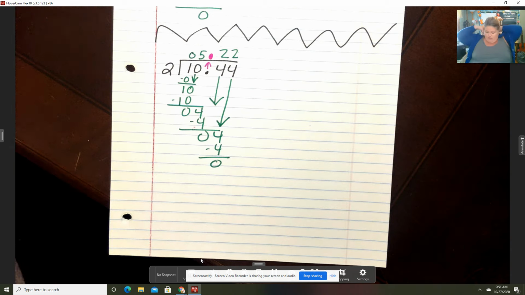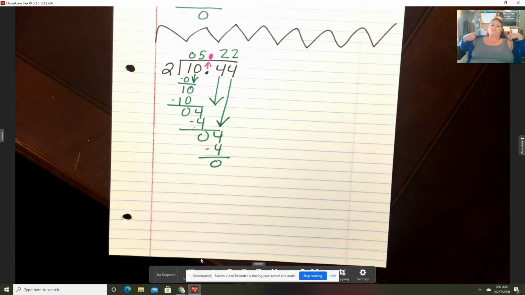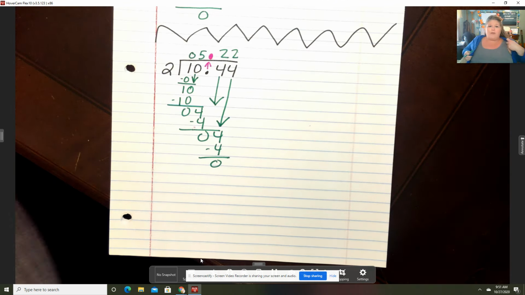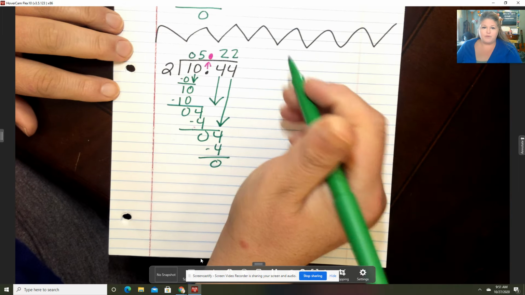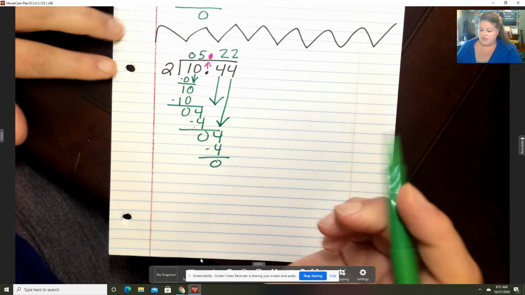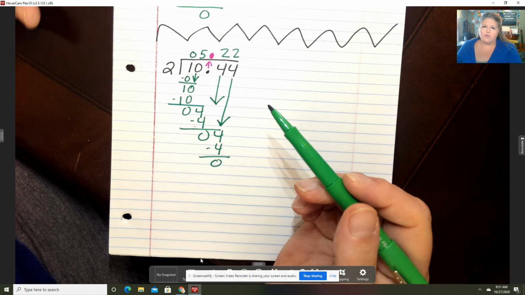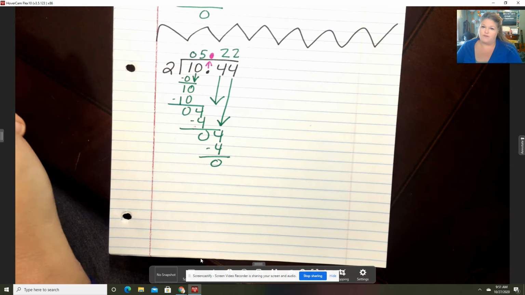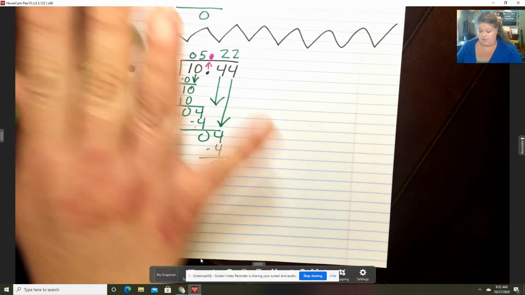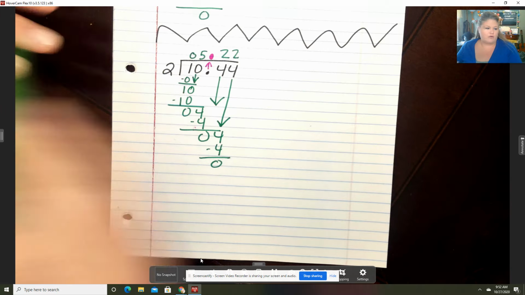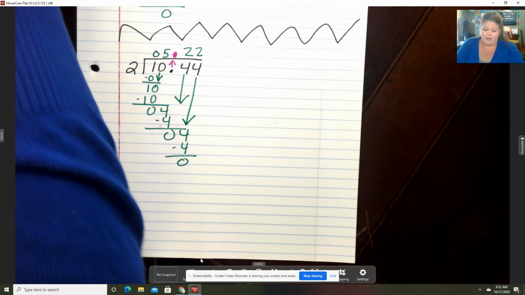Also, just make sure that you're trying to be as neat as possible. If you have graph paper at home, that can help you keep your numbers nice and neat. But the neater you are, the easier it is going to be to figure out if you make a mistake or just to figure out where you're going with your problem.